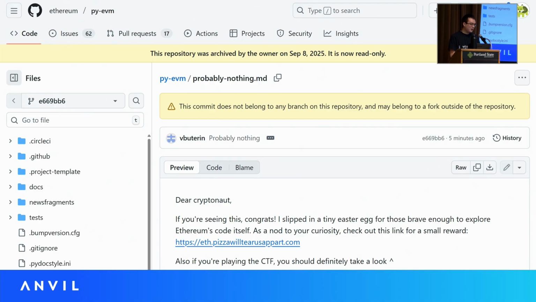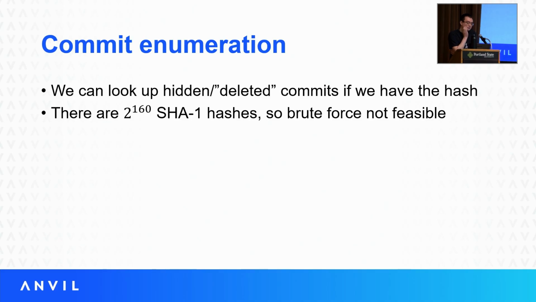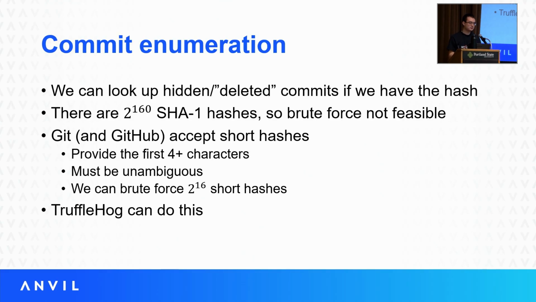But how do you find these commit hashes, right? Like, how do you see what stuff people have hidden in places? You can't really brute force these hashes because they're really long, and that would take forever, and GitHub would ban you before you even got close. But a fun fact about Git and GitHub, they also support this thing called short hashes, where as long as you provide enough characters that no other commit starts with those characters, it'll just figure it out for you.